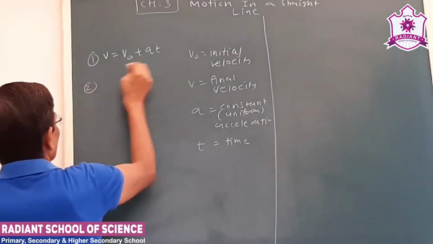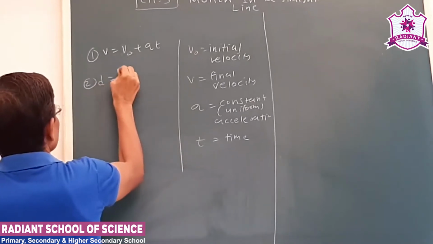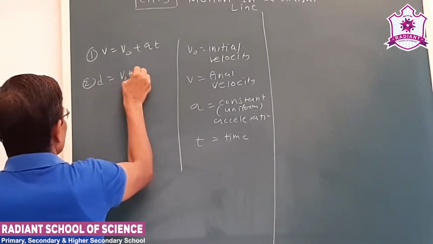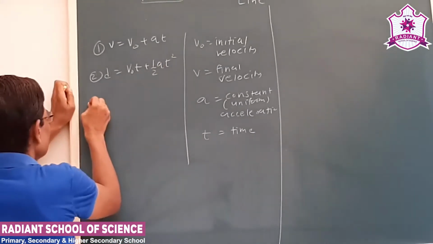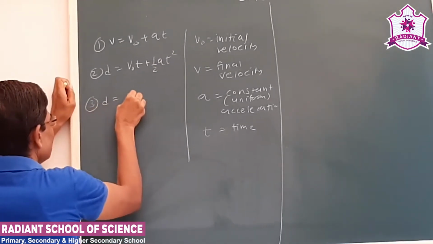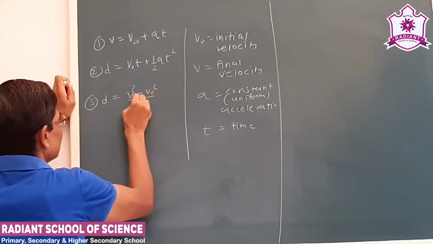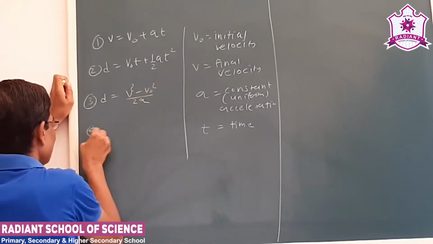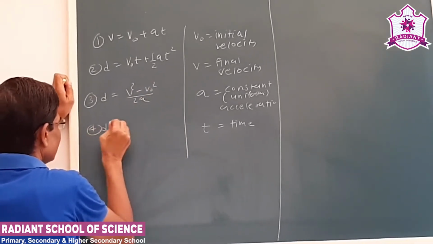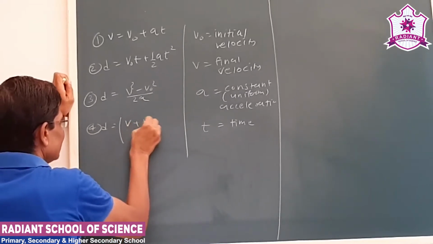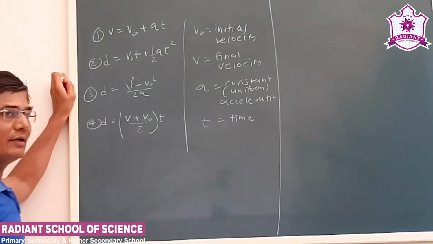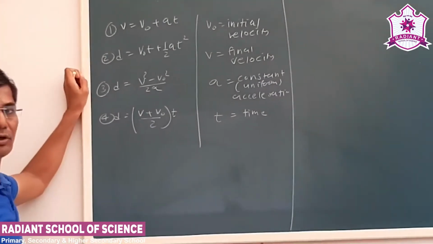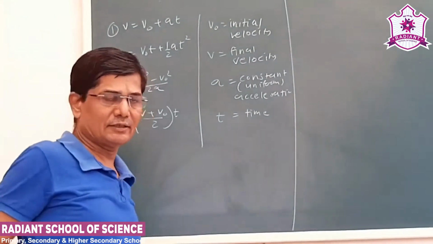Now the second equation was distance equals v0t plus half at squared. The third equation was v squared equals v0 squared plus 2ad. Sometimes we'll also use d equals (v plus v0) by 2 times t. Now this is valid only if the object or body moves with a constant acceleration.